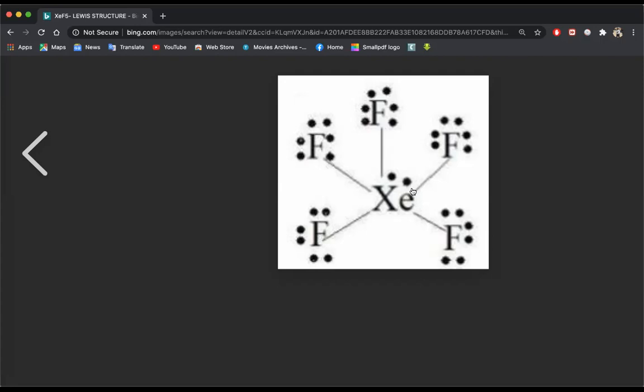But in the case where we do not satisfy the octet, and we have the formation of different compounds, that implies that the octet rule has an exception for those compounds. Am I making sense? Is it making sense now?